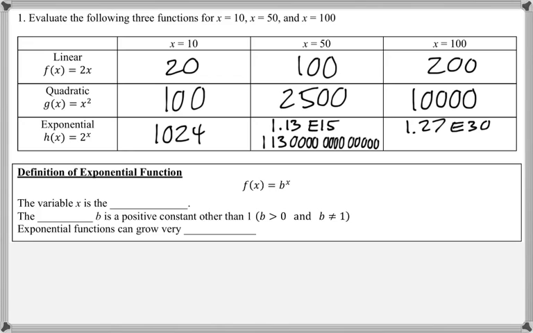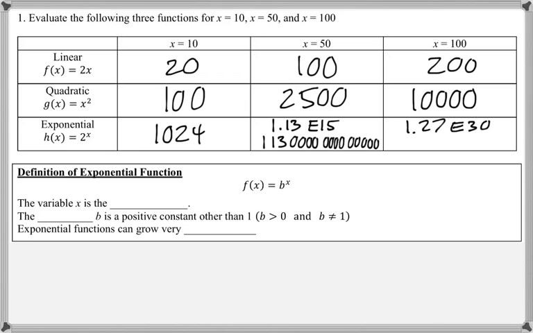So you'll sometimes hear the phrase something's growing exponentially in the news or in a movie or something, and this is really what they're talking about. Mathematically, it is just growing very fast.